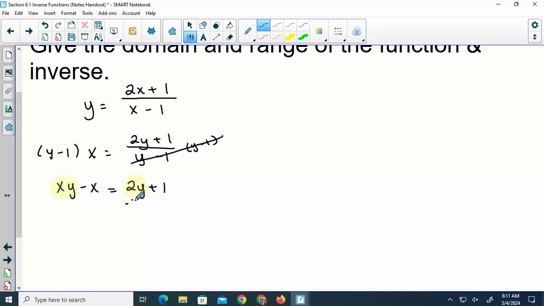Okay, so if I subtract over this 2y, my x doesn't have a y with it, so I want it to go away, so I'm going to add that x over here. So everything with a y on one side and everything without it on the other.